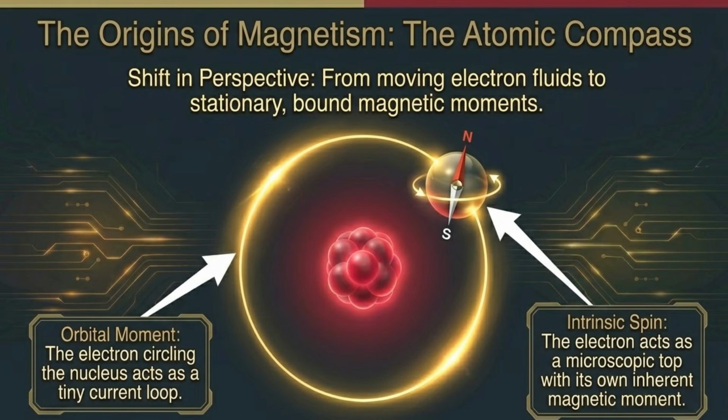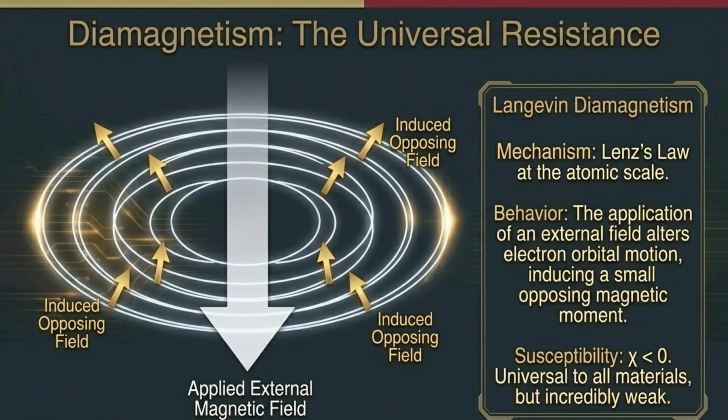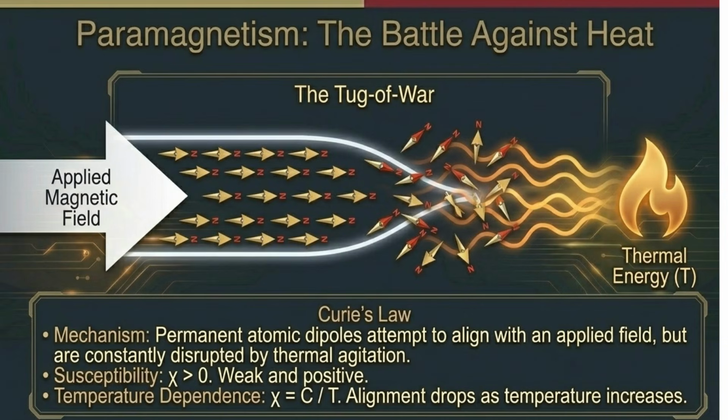Moving to magnetism, we shift from electron fluids to stationary, bound magnetic moments. The origins of magnetism lie in two sources: the electron's orbital moment and its intrinsic spin. Diamagnetism, or Langevin diamagnetism, is a universal resistance based on Lenz's law. An applied field induces a small, opposing magnetic moment, resulting in a negative and very weak susceptibility.